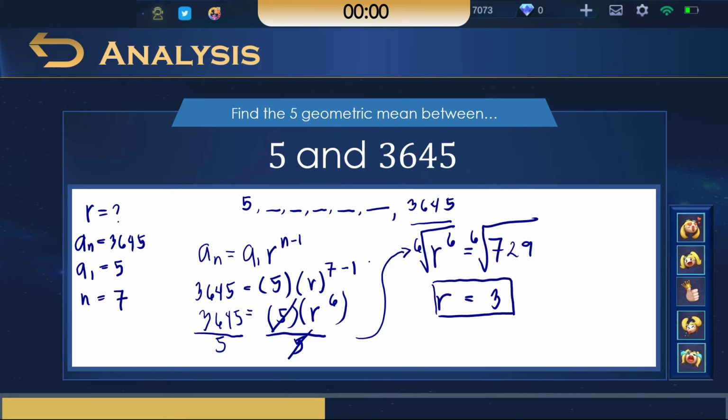And for us to find the 5 geometric means, we simply multiply the first term by the given common ratio. So we have 5 times 3, we have 15. Times 3, we have 45. Times 3, we have 135. Times 3, we have 405.